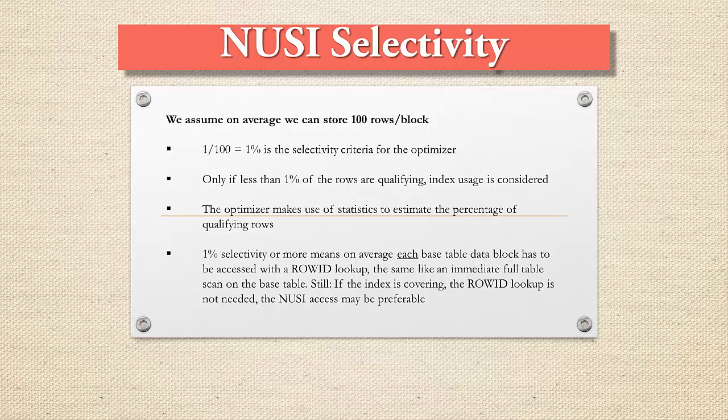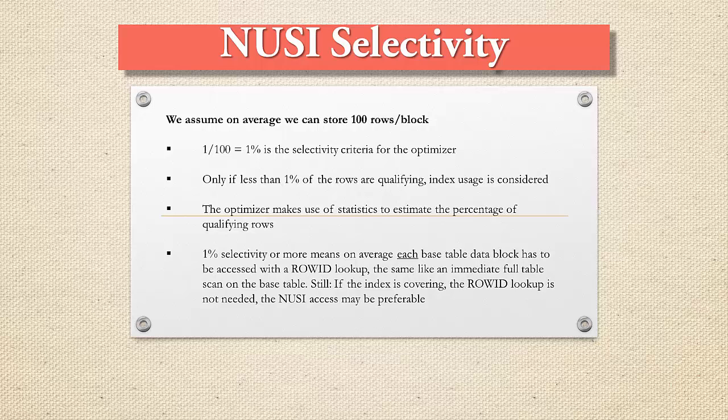If a table row is defined such that on average 50 rows fit into one block, then the threshold for index usage for that table is 1 divided by 50, which is 2%. So for any query over an indexed row that is selective enough such that 2% or less of the data of the base table rows qualify, other things equal, the index will be considered. With 500 rows per average data block size, the threshold becomes 1 divided by 500, which is 0.2%.